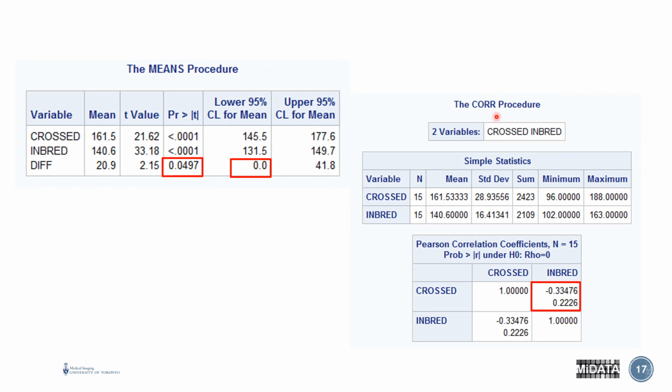Okay, when we look at the proc corr, so the correlation, do we find a correlation between crossed and inbred? Interestingly, we do not. So there is no statistically significant correlation between crossed and inbred. There is none. So that's interesting because he was saying, I basically paired these and I was so meticulous and cautious in putting them together that you would expect these to have a positive or negative linear relationship, but there's no relationship.